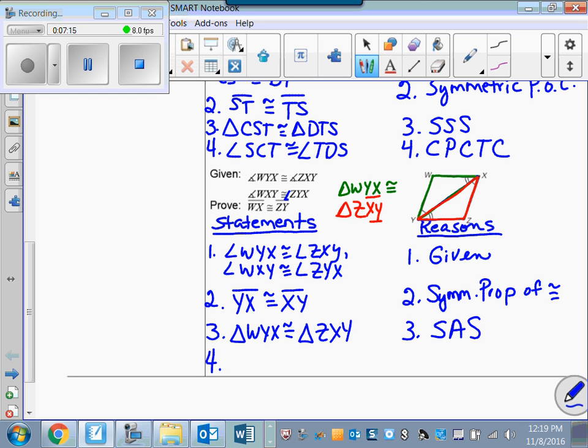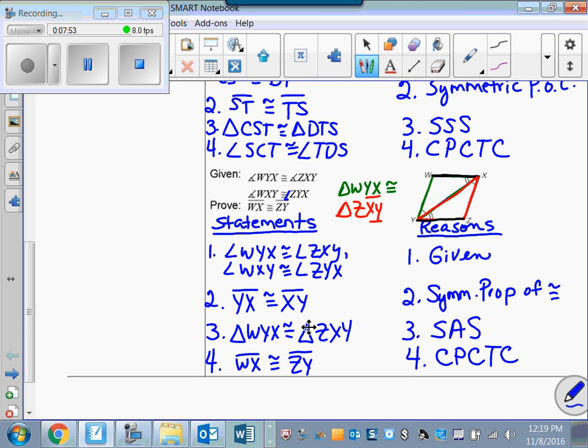And now that I have my triangles congruent, I can say, hopefully, we'll check it out and make sure, that WX is congruent to ZY. These have to be corresponding parts or I am not able to say they're congruent. So let's look and make sure. WX, that's this side of the green triangle, and we want to say that's congruent to ZY, and those absolutely are corresponding parts. So all we got to say here for our reason is CPCTC. Corresponding parts of congruent triangles are congruent.